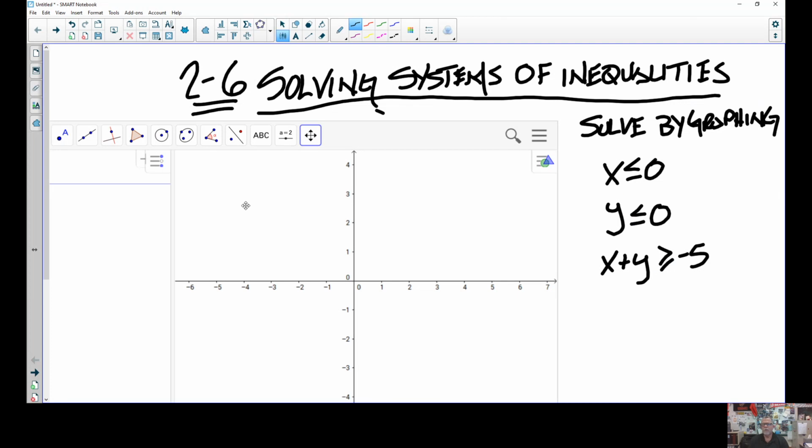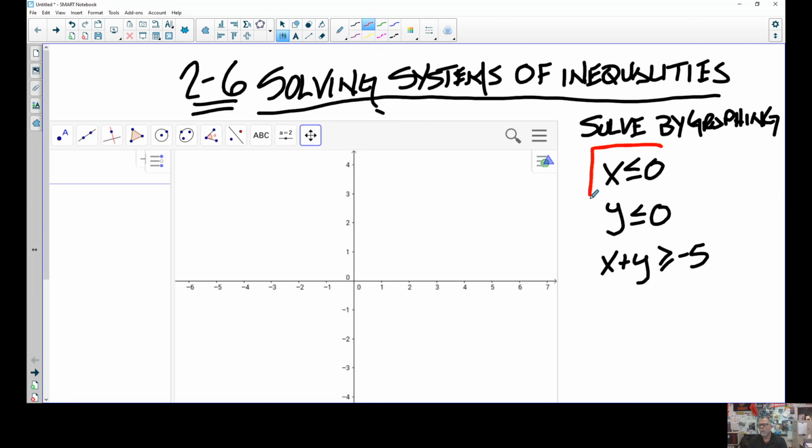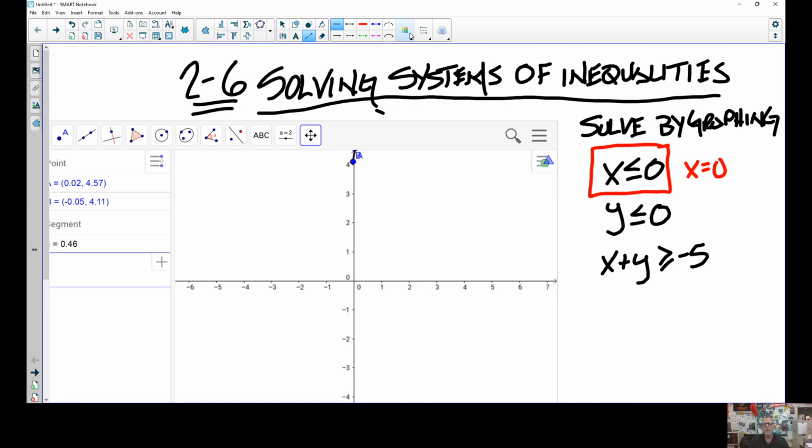All right, so when we have this and they ask us to solve, what we're going to be doing is what we did with regular inequalities. We're just going to take them one at a time, and graph their boundary, decide what kind of line, and then shade. Remember the three-step process. So first, we're graphing x equals 0. Well, x equals 0 is that line that goes, I wanted it to be red. So let's undo that.